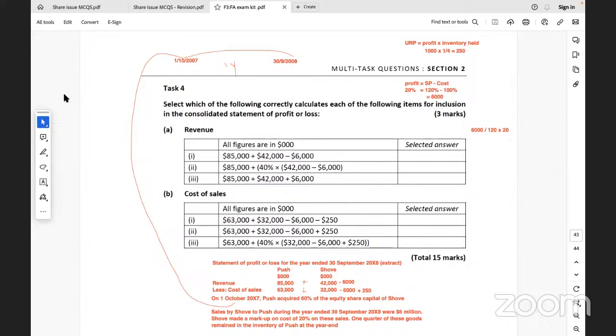Good. So over here, your answers are going to be like this. Revenue, 85 plus 42 minus 6, which is Roman number 1. Cost of sales, 63 plus 32 minus 6 plus 250, which is Roman number 2. These are your answers. Can you guys check and see whether things are okay with you, and let me know for any doubts that you have on this area.